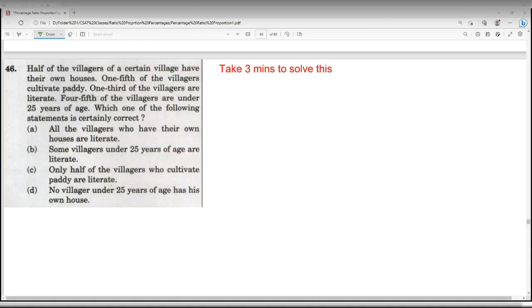8 people have already done that. So 62% have selected B, 33% have selected C, and nobody has selected A or D. Let's see how to go about this question.